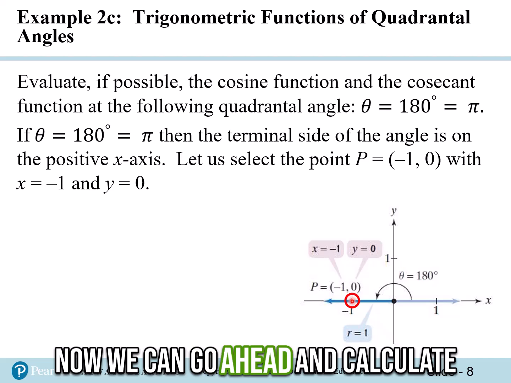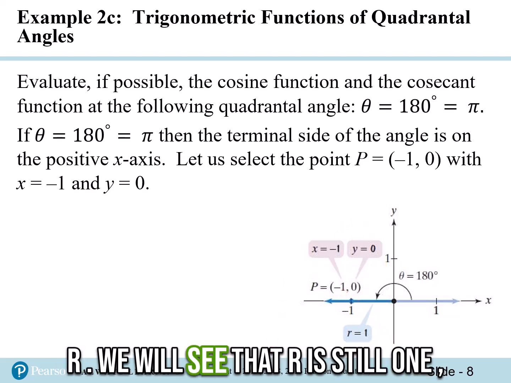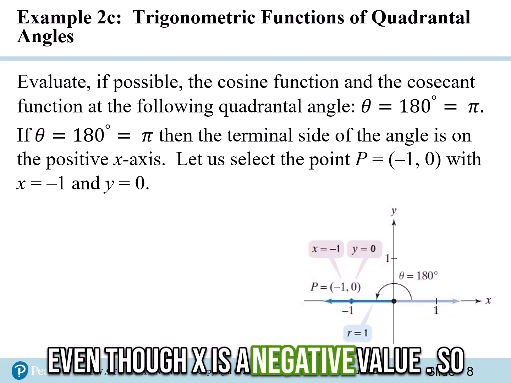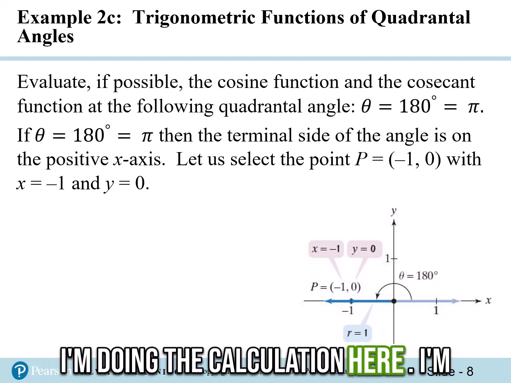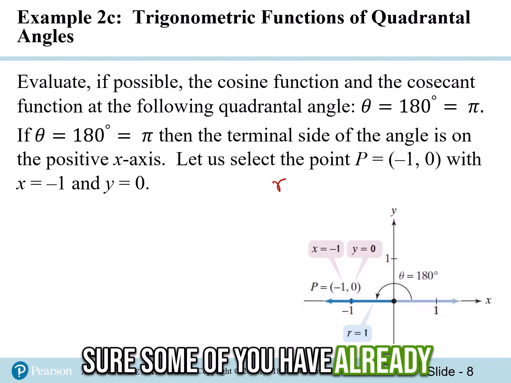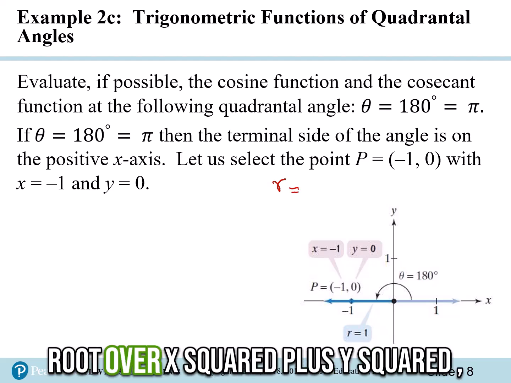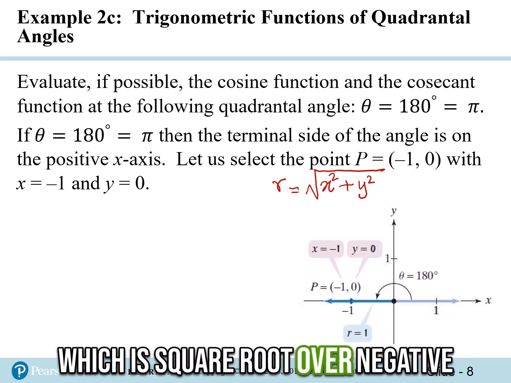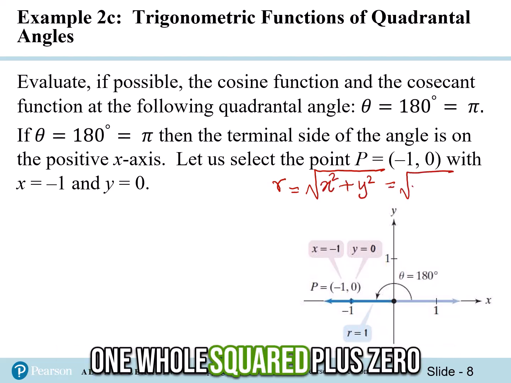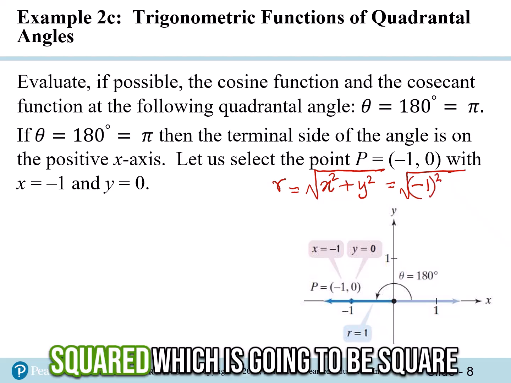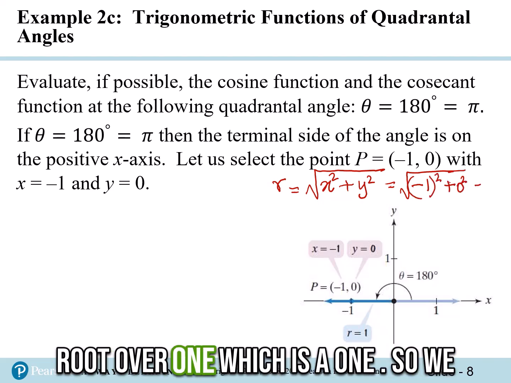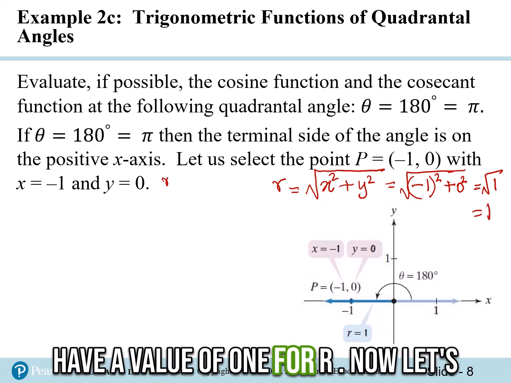Now we can go ahead and calculate r. We will see that r is still 1, even though x is a negative value. So I'm doing the calculation here. I'm sure some of you have already figured it out. r equals square root over x squared plus y squared, which is square root over -1 whole squared plus 0 squared, which is going to be square root over 1, which is a 1. So we have a value of 1 for r.